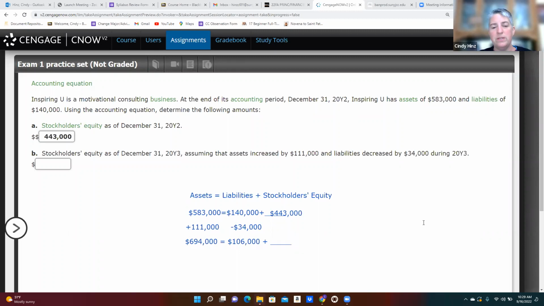And so now we just need to solve for that one more missing piece. 694 minus 106 would be $588,000.